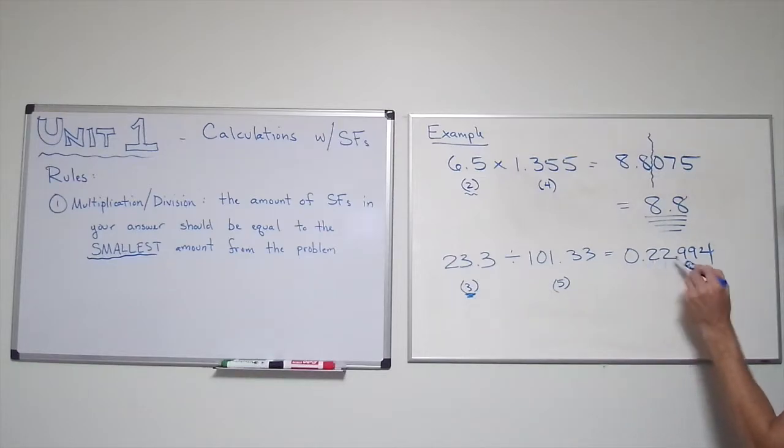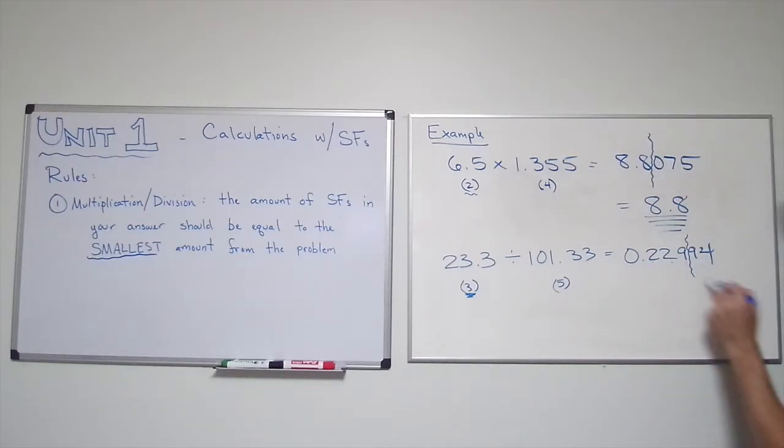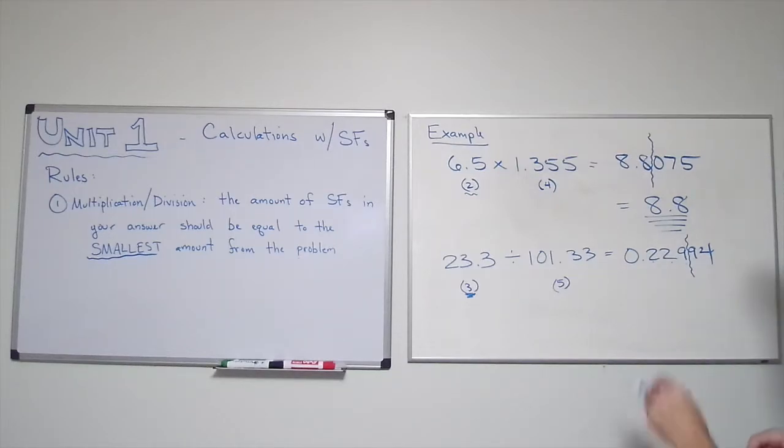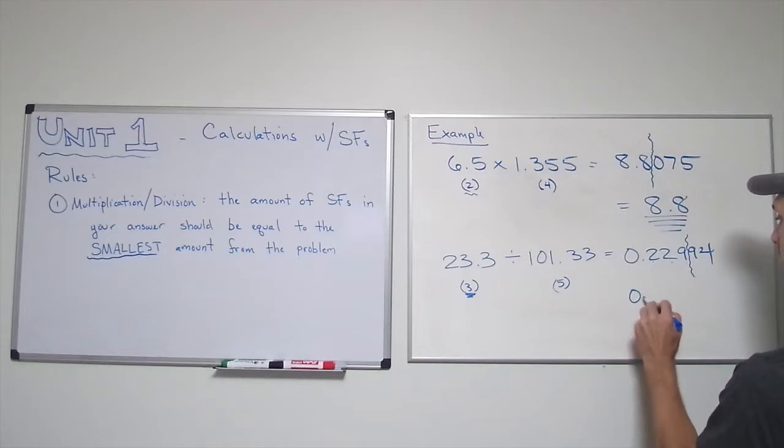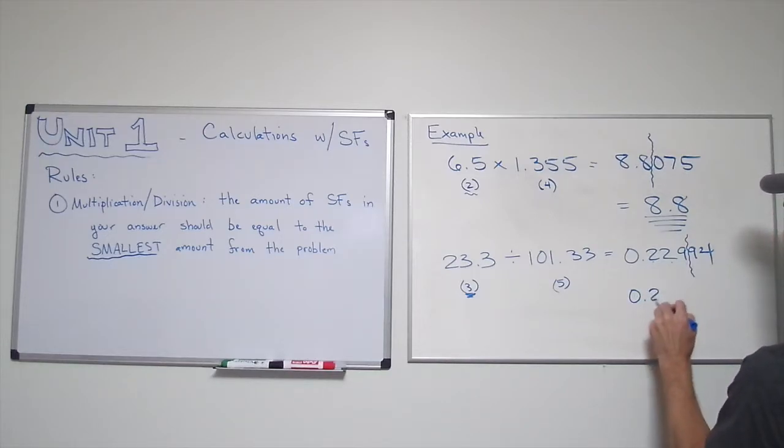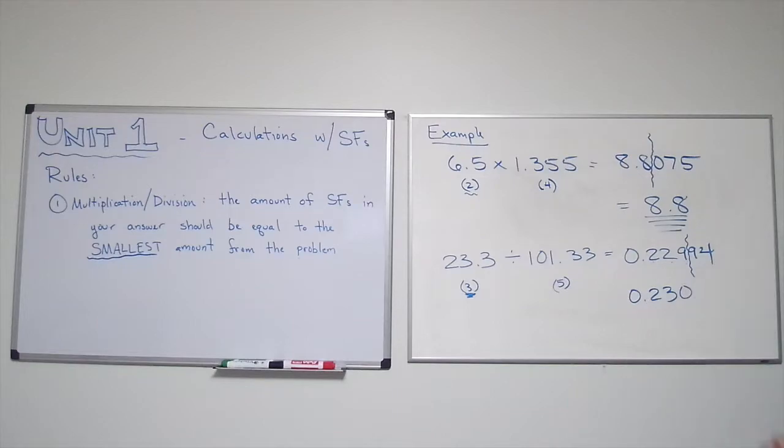So we'll go 1, a 2, a 3. We'll cut it off right there in between the 9 and the 9. And this is going to be a little tricky, but if you rounded that, it would be 0.230, right?